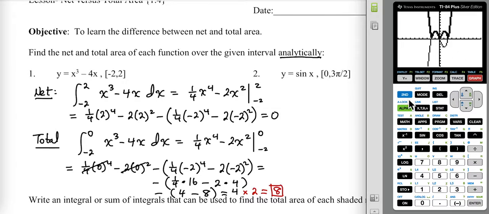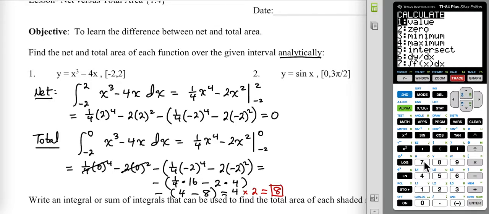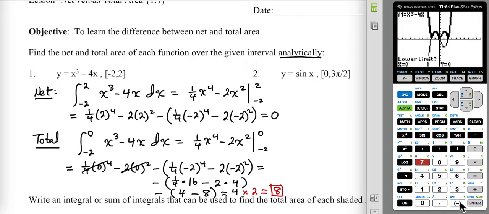All right, so we could do that in the calculator, we could do it by hand, but once you get absolute values involved, it's much easier to do it in the calculator. So second trace, option 7, it asks you for the lower bound, -2, just type it in, enter. Upper bound, 2, hit enter. All right, so that's what the original function's integral would be.